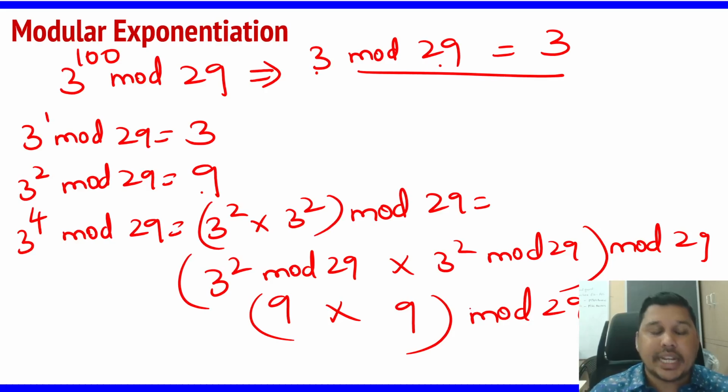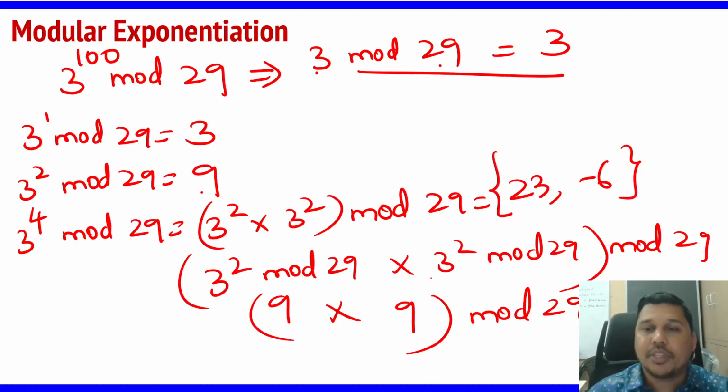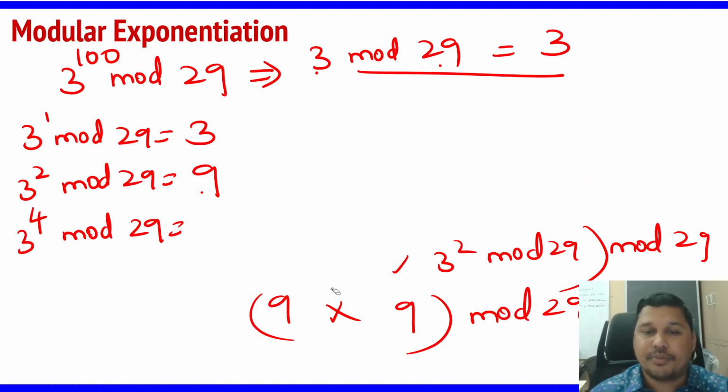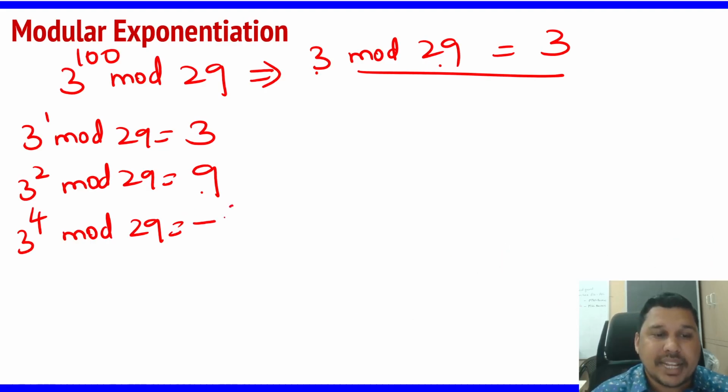What is 81 mod 29? If you divide 81 by 29, you will get somewhere around 23. One value will be 23, the other value will be minus 6. You get two answers here, 23 and minus 6. Minus 6 is the smaller one, so we take this value as minus 6. I'll just erase this. So this value is minus 6.